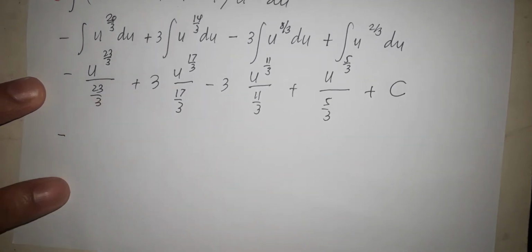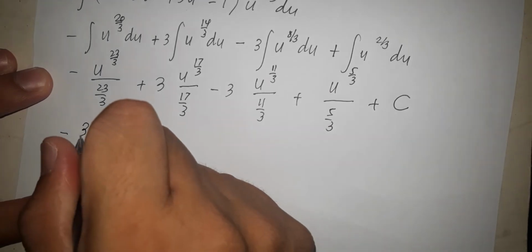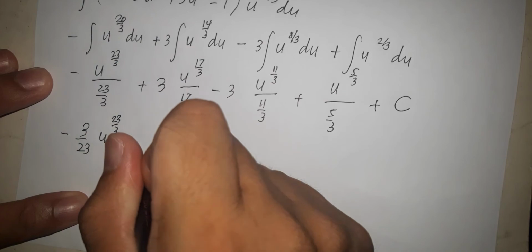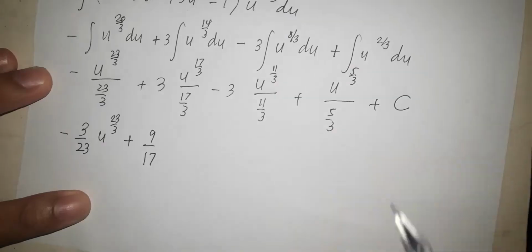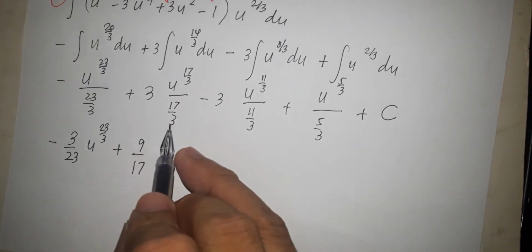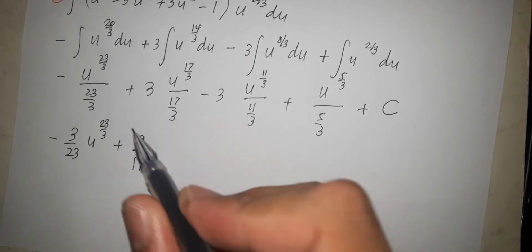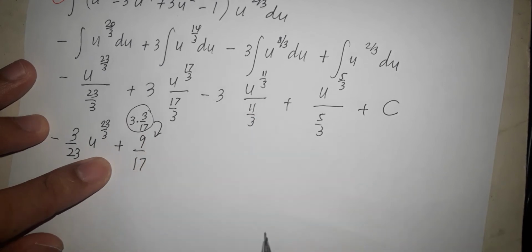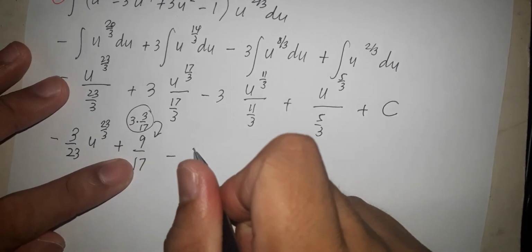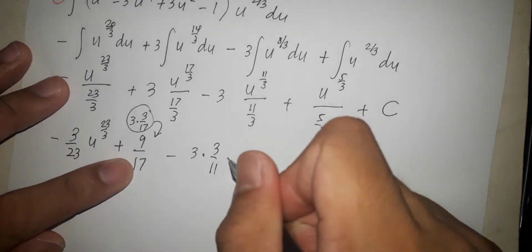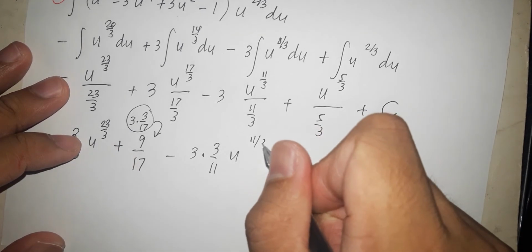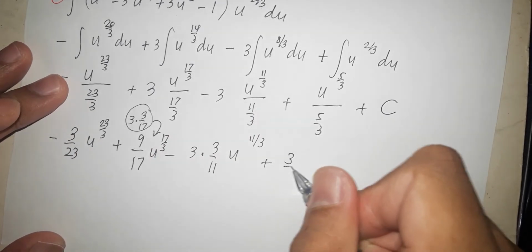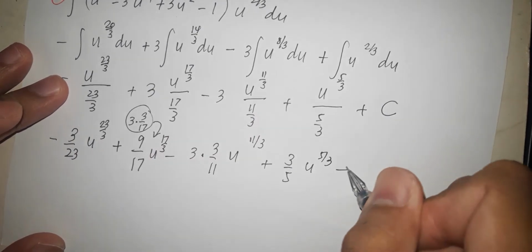Multiplying by the reciprocal of the denominator, that's 3/23 u to the 23/3, plus 9/17, because that is 3 times the reciprocal of 17/3, so that's 3 times 3/17. That's why it's 9/17. Similarly, that's 3 times 3/11, u to the 11/3, I forgot, u to the 17/3, plus 3/5 u to the 5/3, plus C.